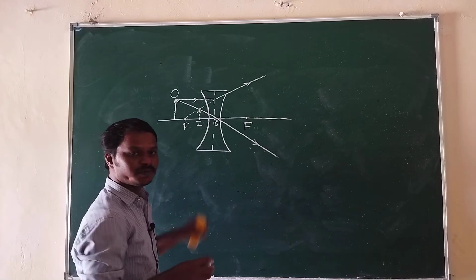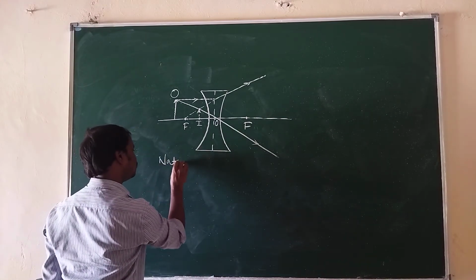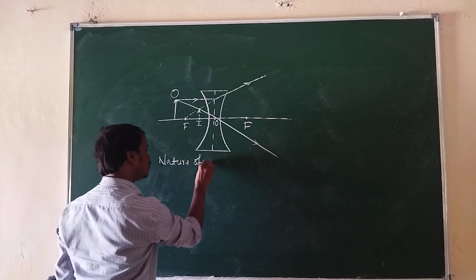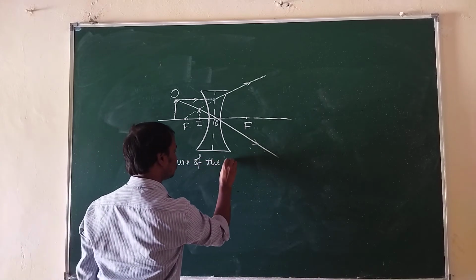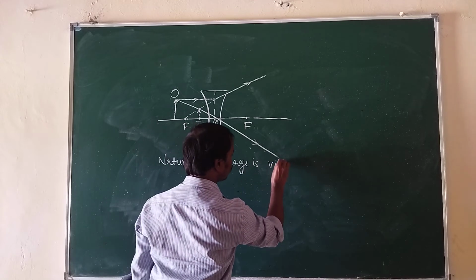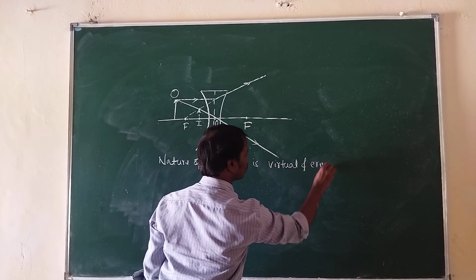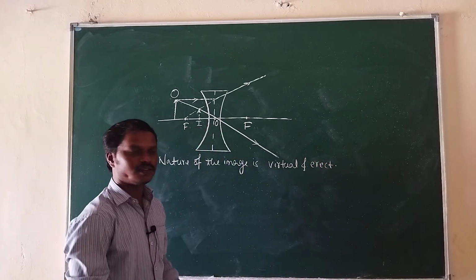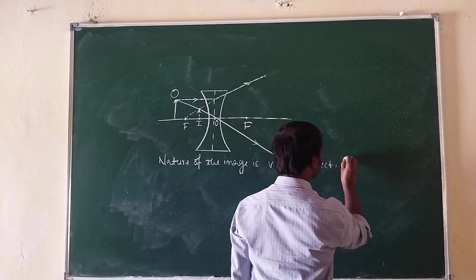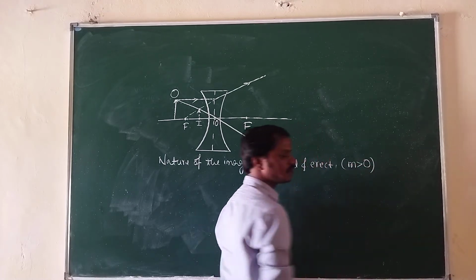Then what is the nature of the image? Nature of the image is virtual and erect, because m is greater than 0. m is greater than 0 means here magnification is positive.